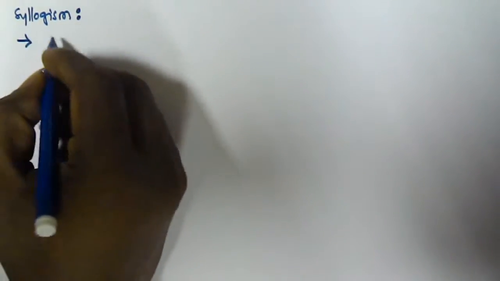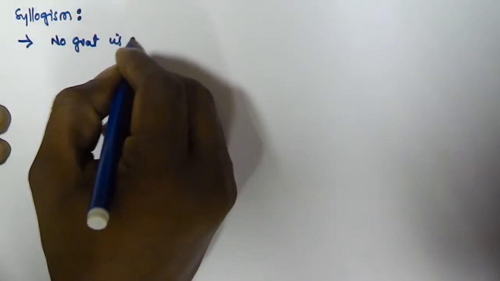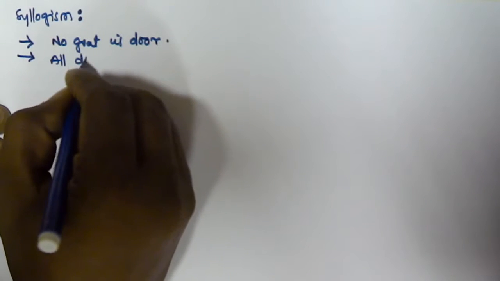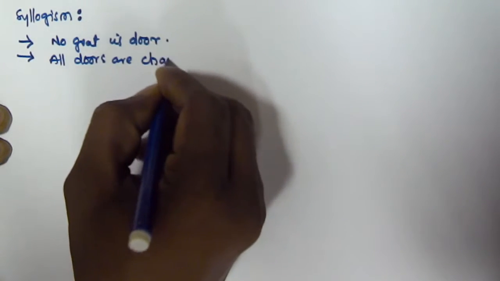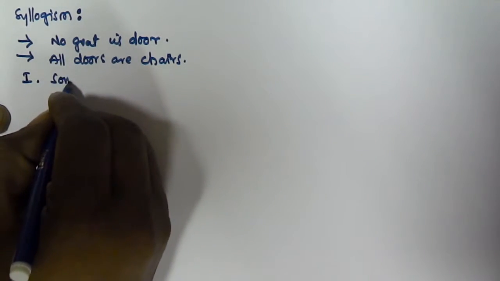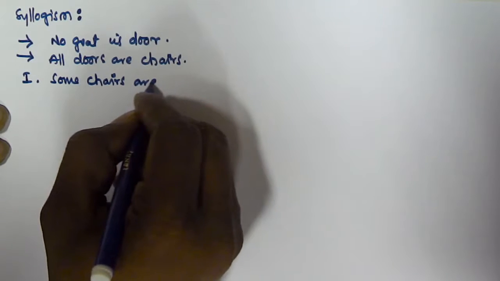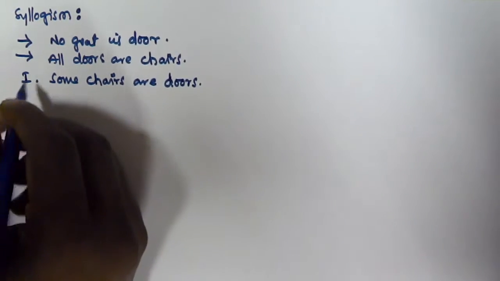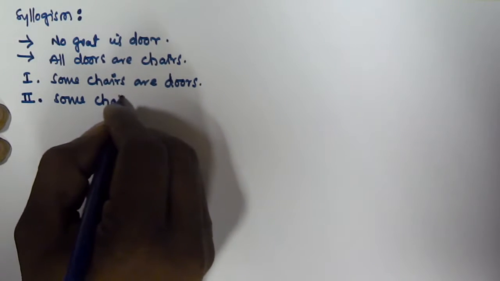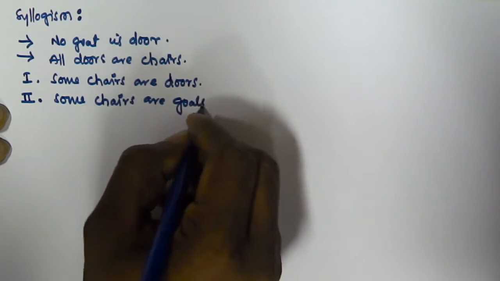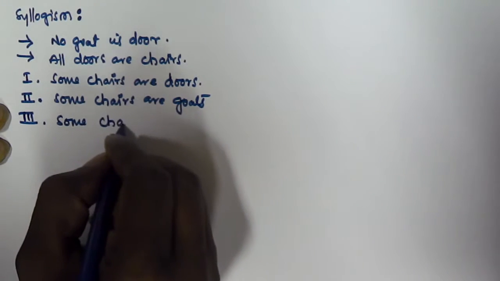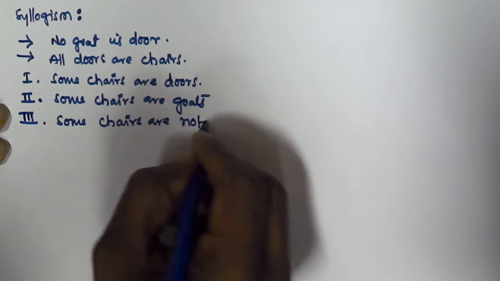And the first syllogism statement given is, no goat is door. And the second syllogism statement given is, all doors are chairs. Okay, so the first conclusion given is, some chairs are doors. And the second conclusion given is, some chairs are goats. And the third conclusion given is, some chairs are not goats.